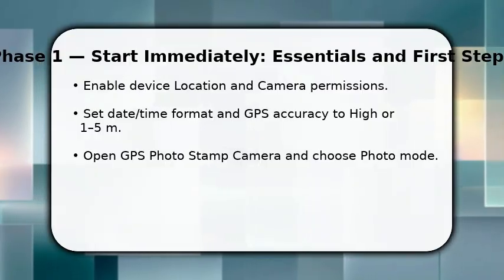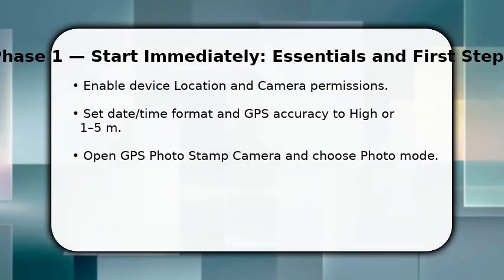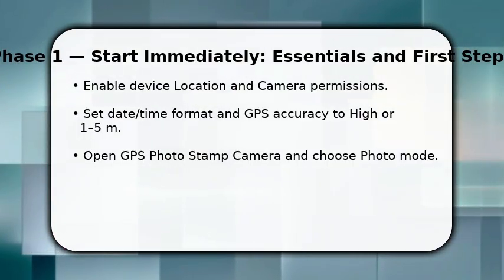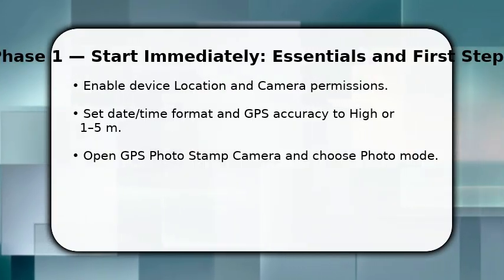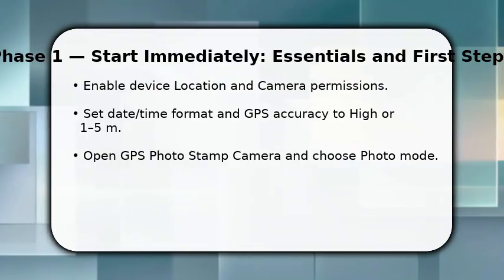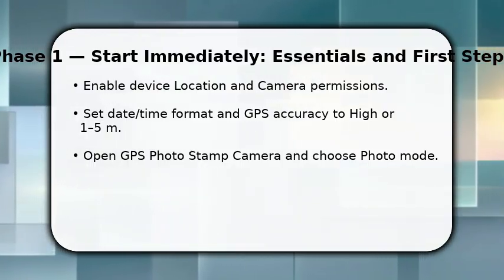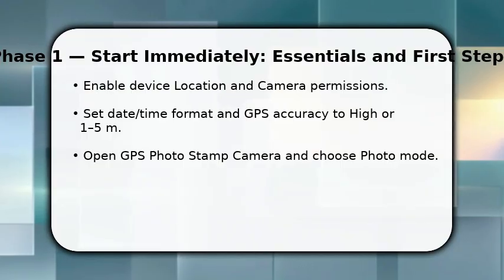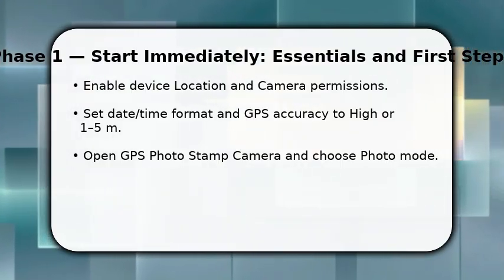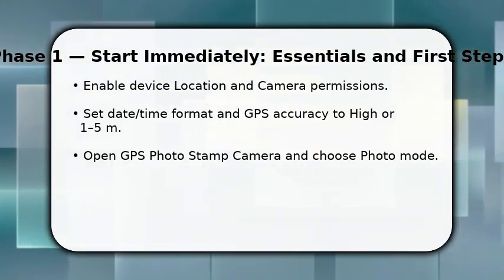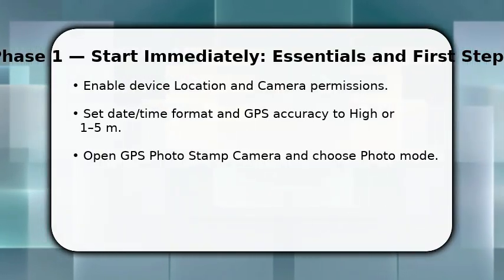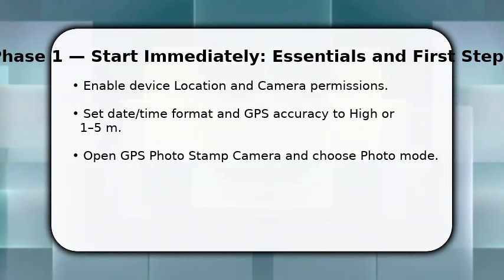You begin by enabling location and camera permissions so the app can embed coordinates. Without that, you can't stamp photos. Next, set date/time format and GPS accuracy to high for precise coordinates, because accuracy controls the quality of your stamp. Once done, open GPS photo stamp camera and pick photo mode. Don't linger in settings. Take a test shot to confirm permission prompts resolved, and the live GPS indicator turns green.